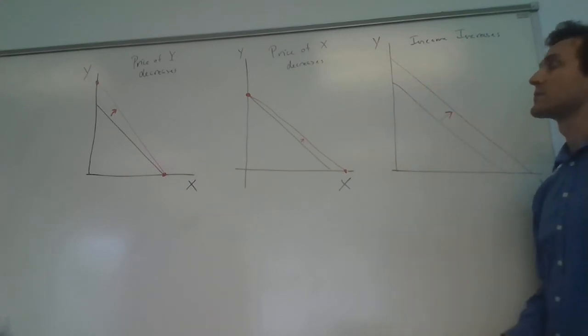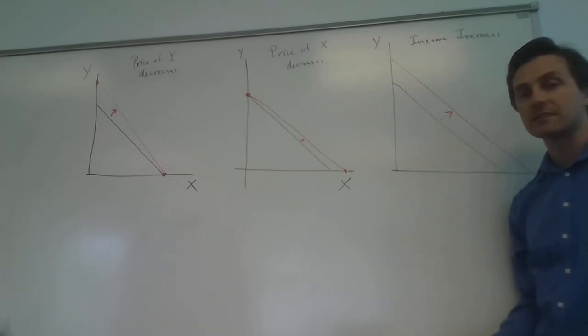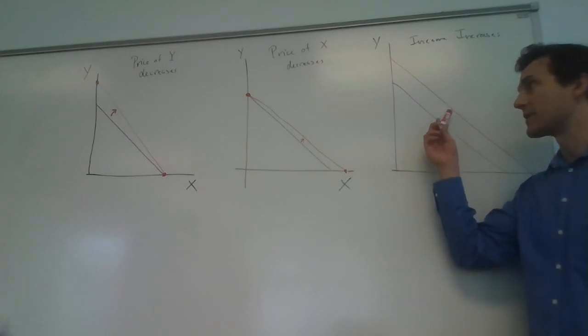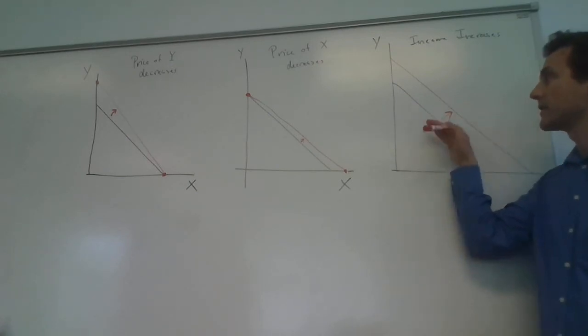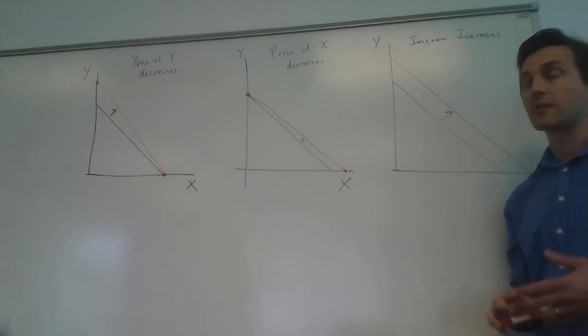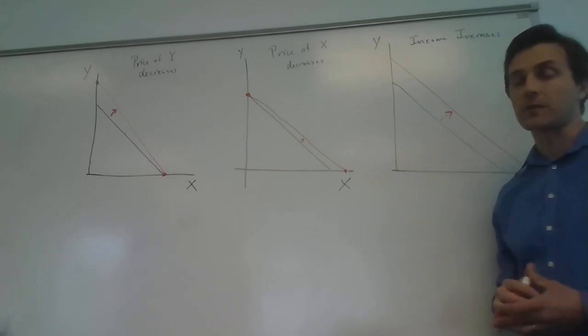And again, you can imagine what happens if income decreases. Well, if income decreases, then the budget constraint would move in the opposite direction. It would decrease, and the person with this budget constraint would be able to afford less, right?